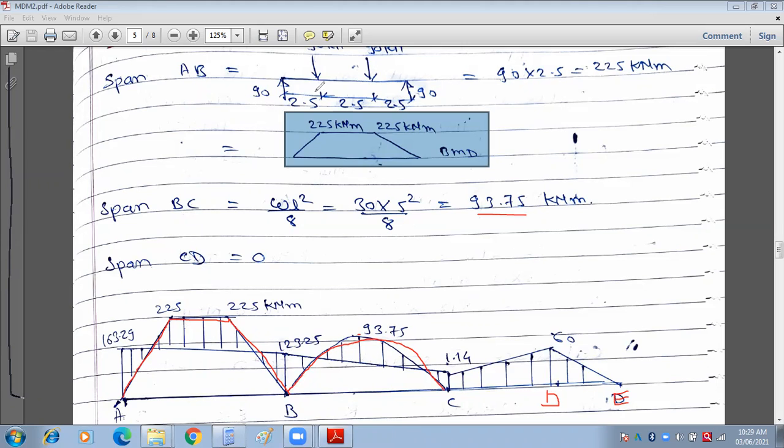Now as we have calculated the fixed end moments, plot them over here: 163.25 over here, 123.25 over here, 1.1114 over here, and 60 over here, and join these points by inclined straight lines. Once you have drawn this, the hatched portion is the actual bending moment diagram of your beam.